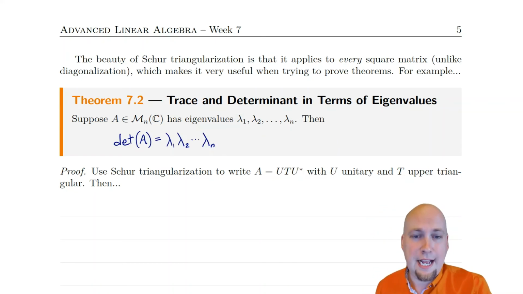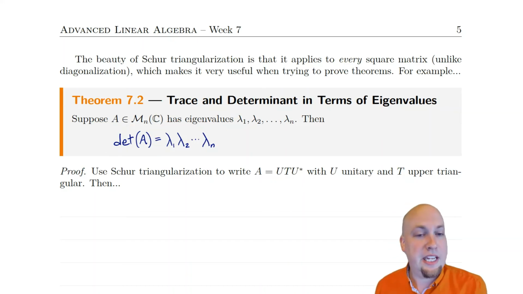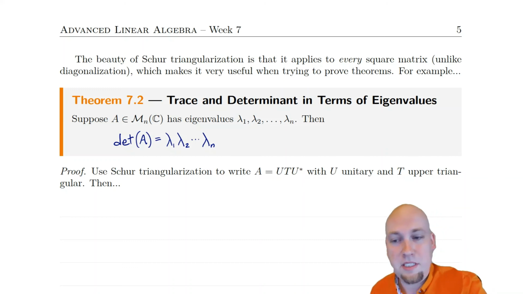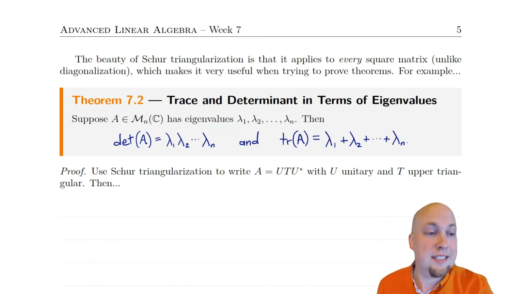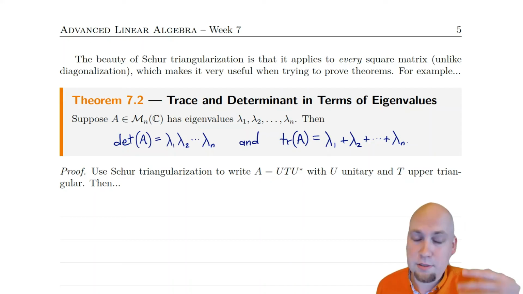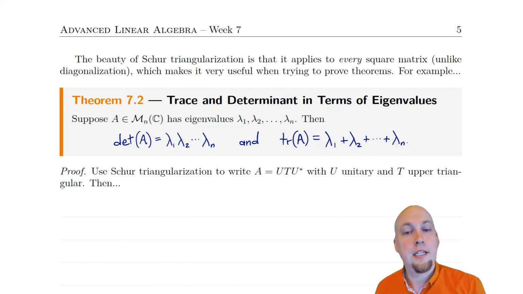The first nice thing is that the determinant of that matrix is just the product of the eigenvalues. It's lambda 1 times lambda 2 up to times lambda n. And the trace of that matrix is the sum of the eigenvalues. The trace, remember, is the sum of the diagonal entries. Well, it turns out it's also the sum of the eigenvalues. It's lambda 1 plus lambda 2 all the way up to plus lambda n.